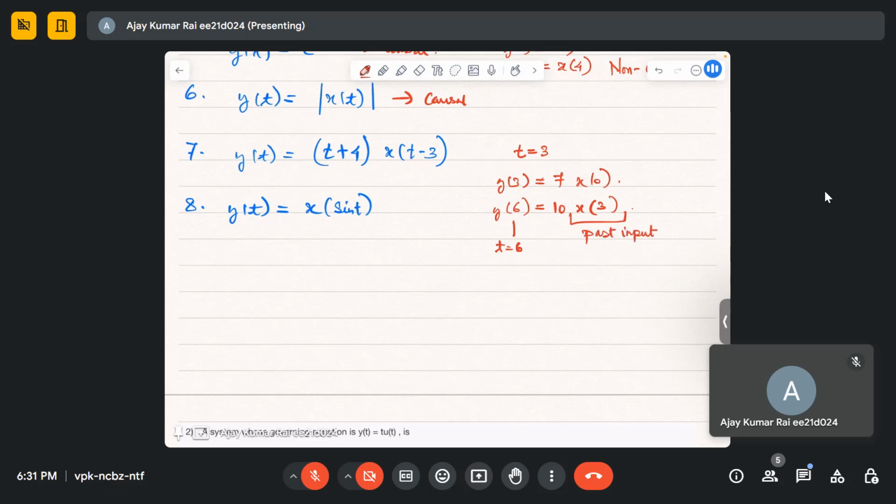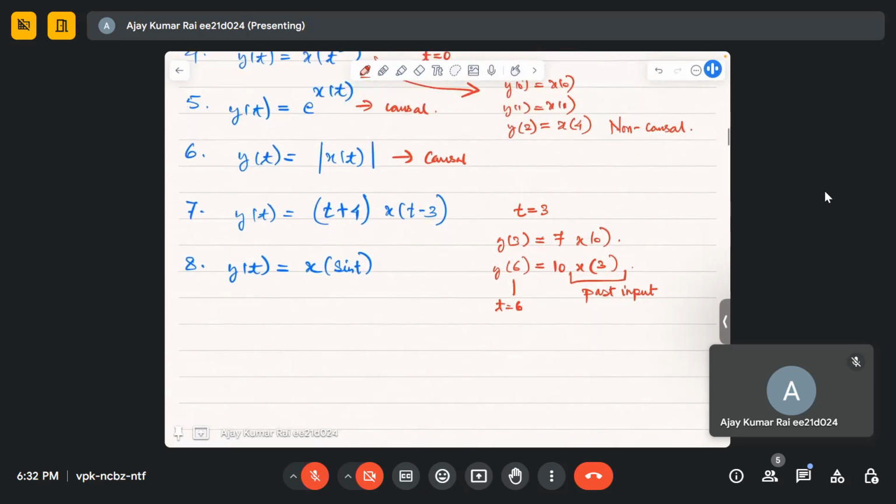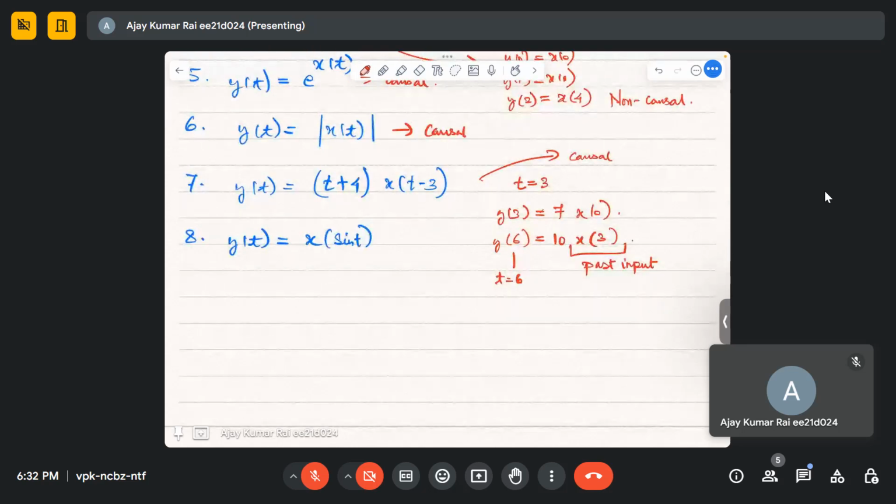And in our definition of causal system, the output can depend on past inputs, right? Only it should not depend on future inputs, right? So this is a causal system because it is t minus 3, right? Causal. So any doubt in this case? You put different values of t and find out. It always depends on past input, and that is there in the definition of causal system.